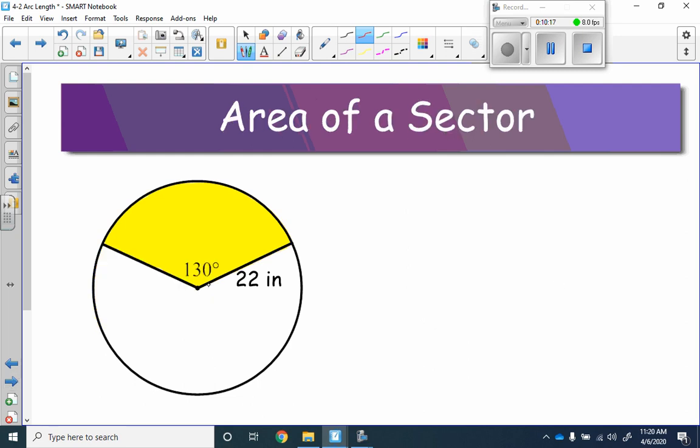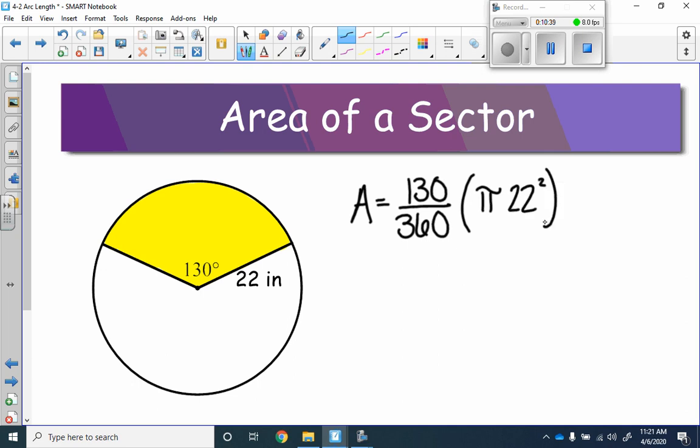What if you wanted to take only 130 degrees of that total circle? Like when you were doing arc length, we're going to take a fraction of it. So to find our area, we're going to take 130 divided by 360 degrees. We're going to take that fraction of our area of pi times 22 squared. And if I simplify 130 divided by 360, we get 13/36.